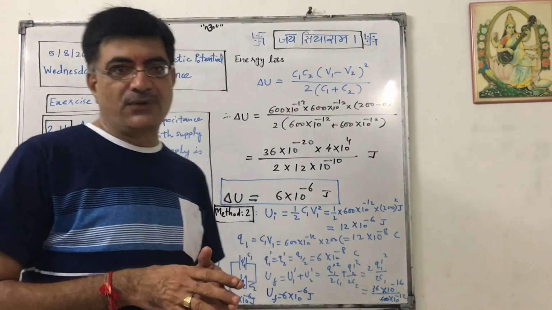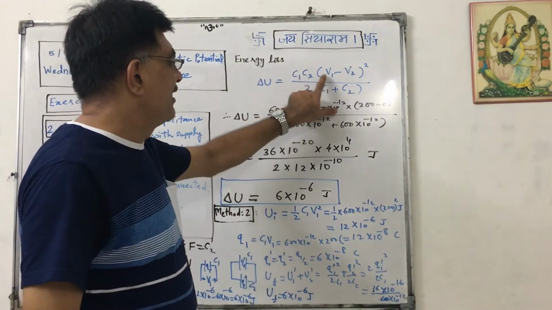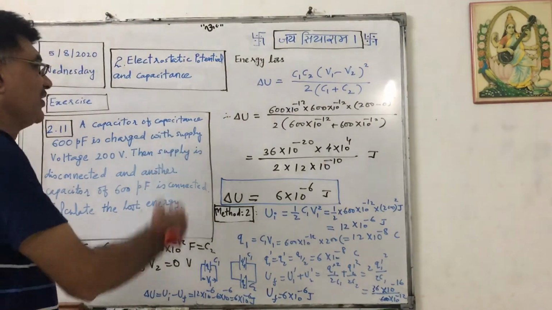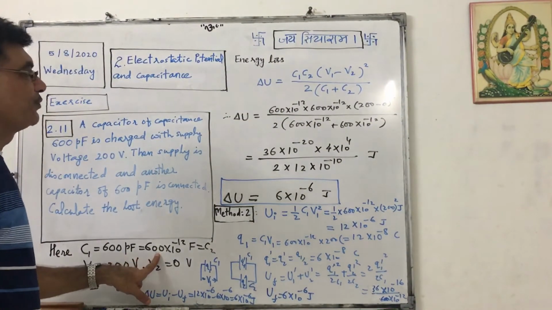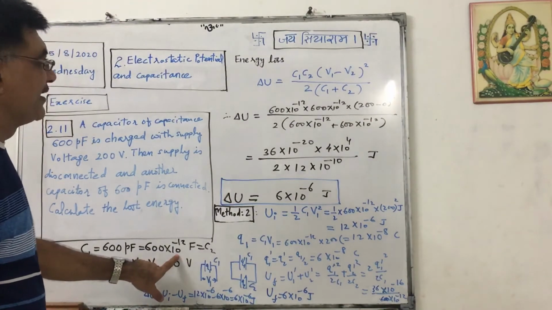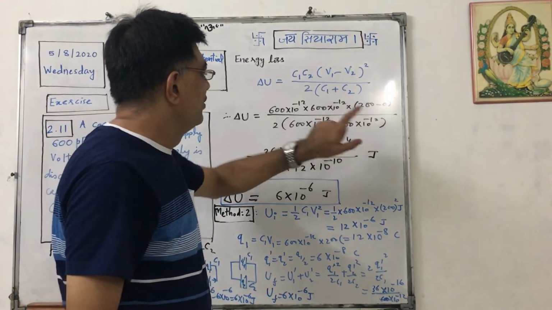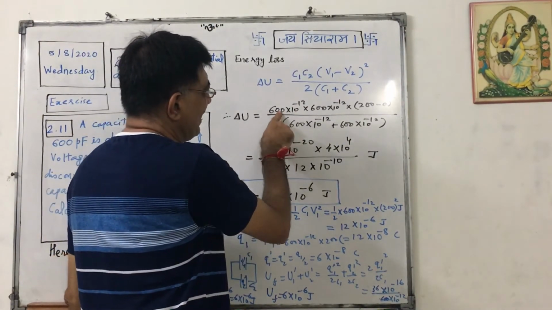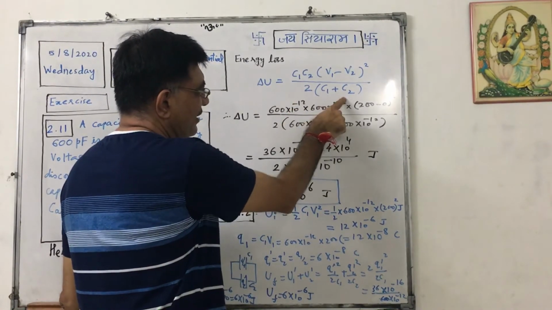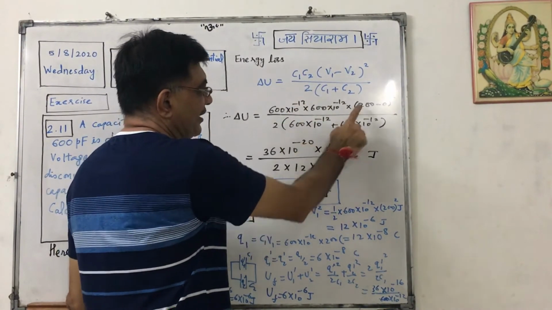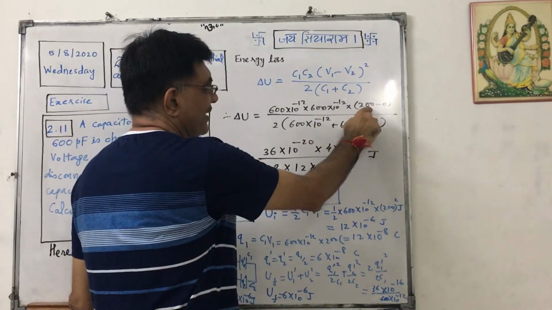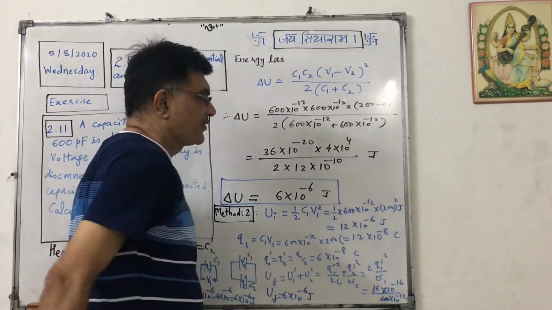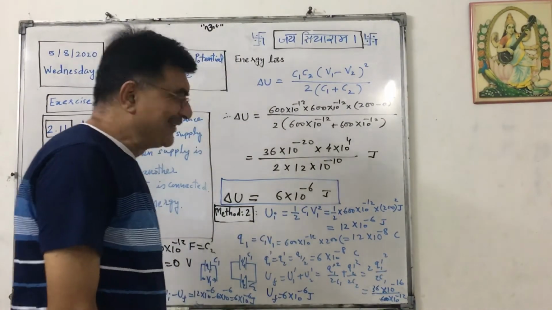The lost energy has the formula delta U equals C1 C2 (V1 minus V2) whole square upon 2 into (C1 plus C2). Putting the values, C1 is 600 into 10 raised to minus 12, C2 is also 600 into 10 raised to minus 12, V1 is 200, V2 is 0, 2 again C1 and C2. Now see here, 6, 6 is 36. These two powers I add here, then 10 raised to minus 10. Similarly here, minus 10 minus 10, so 10 raised to minus 20. 2 square is 4, into 200 square, that is 10 raised to 4. Now this is 6 into 10 raised to minus 10, this also is 6 into 10 raised to minus 10, so 12 into 10 raised to minus 10.